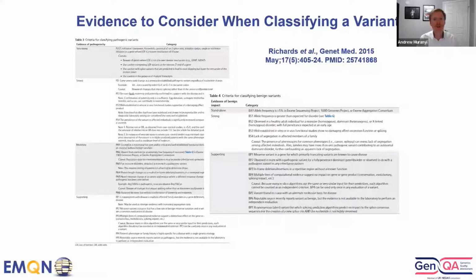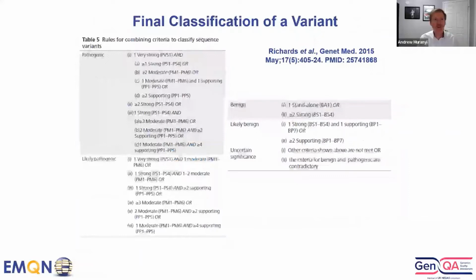Next slide, please. So, final classification of a variant. Once you've identified all the evidence you can for a variant, you add up the different points of evidence and their strengths, and then you determine whether it adds up to a pathogenic change, a likely pathogenic change, benign or likely benign, or of uncertain significance.